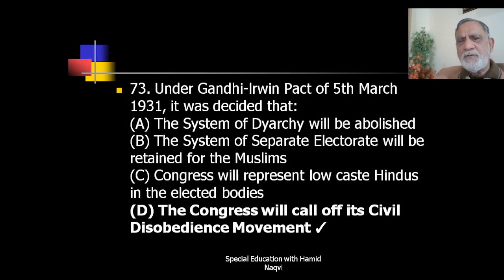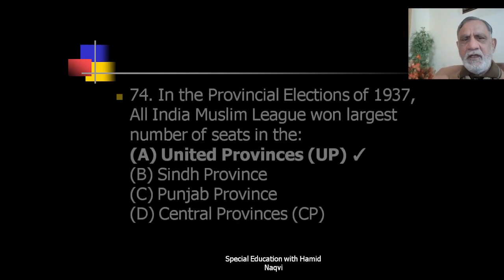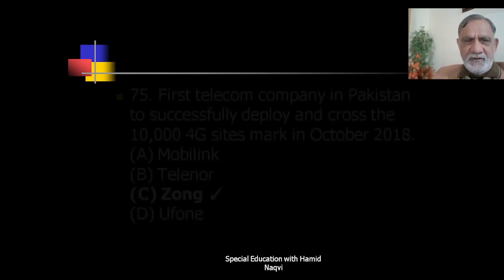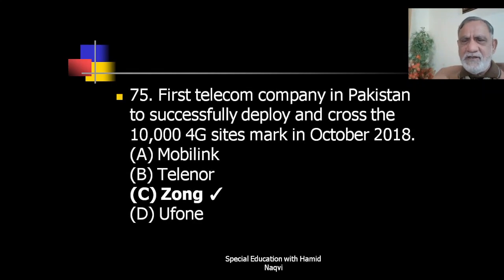Under the Gandhi-Irwin Pact of 5th March 1931, it was decided what? The last one is correct: the Congress will call off its civil disobedience movement. In the provincial elections of 1937, the All India Muslim League won the largest number of seats in which province? In UP province. First telecom company in Pakistan to successfully cross the 10,000 4G sites mark in October 2018 was which? It was Zong.